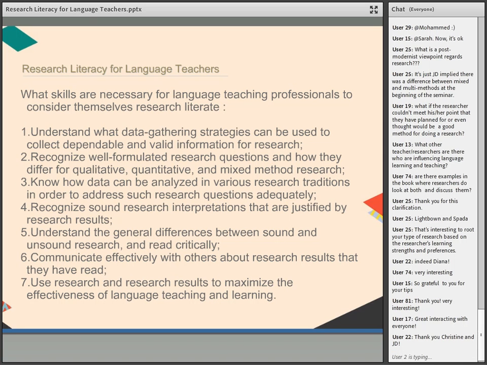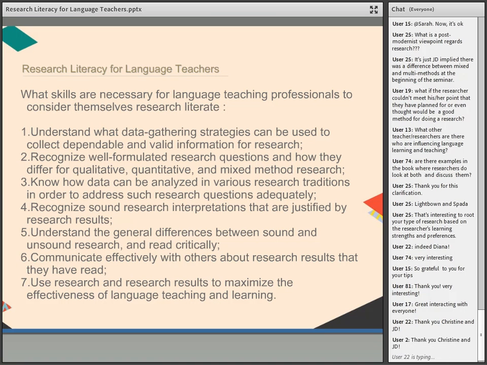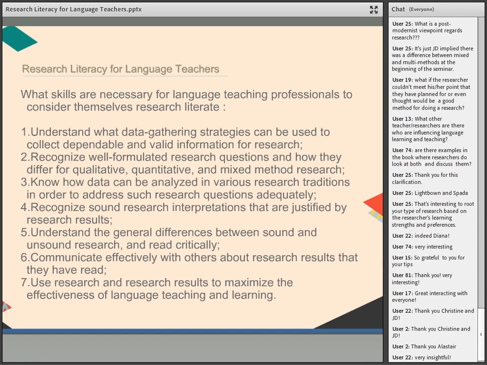Okay, thanks. Good. I've taken us back a couple of slides because we've got a question from Diana England, asking whether point 7 on this slide about using research and research results to maximize the effectiveness of language teaching and learning, isn't that the whole point of research by and for teachers, that's what you need to be achieving? Would you agree? I would agree. Definitely. 100%. In fact, that's why it's highlighted by putting it at the end of the list. But it's also true that the other 6 points lead up to that and can contribute to that.